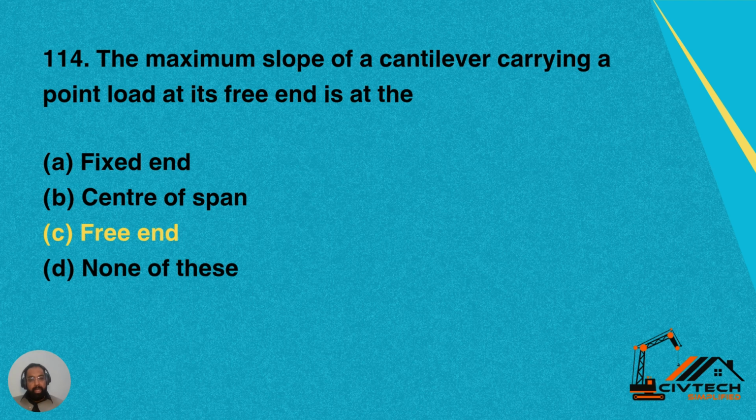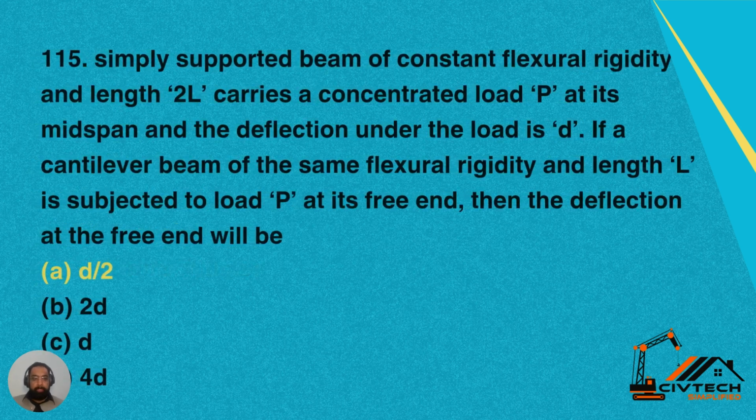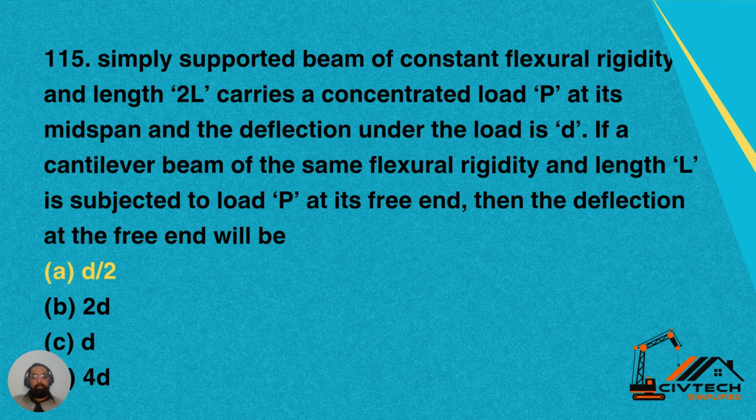114. The maximum slope of a cantilever carrying a point load at its free end is at the: option A, fixed end; option B, center of span; option C, free end; option D, none of these. The maximum slope of a cantilever carrying a point load at its free end is of course at free end. C is the correct option.